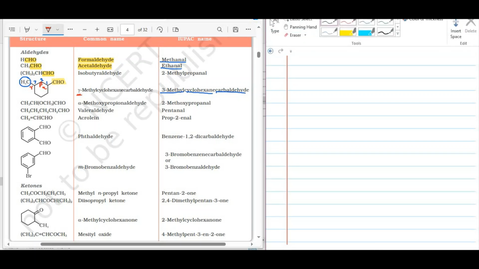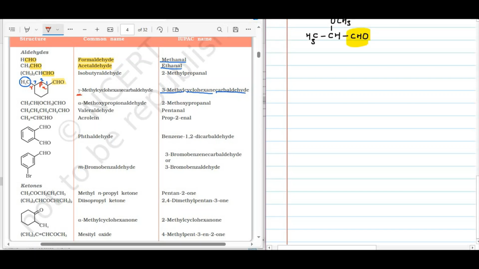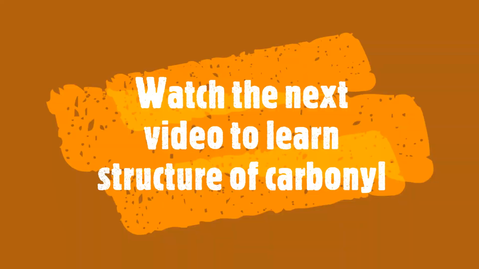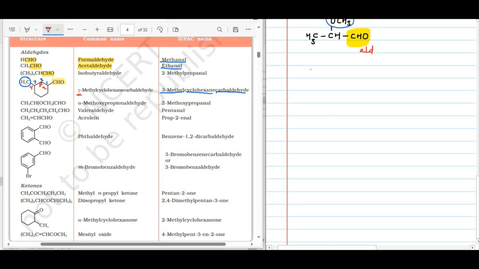So first of all, identify the functional group. CHO means this is the aldehyde functional group. So this is aldehyde. Now identify the substituent. Here OCH3. OCH3 is the methoxy substituent. Now number the chain starting from the aldehyde: 1, 2 and this is 3. So the name of this molecule will be 2-methoxy.